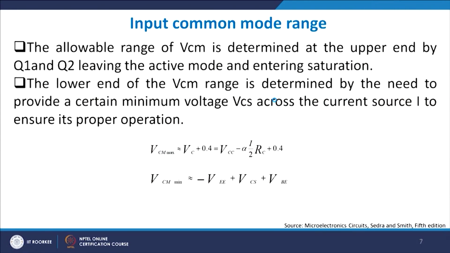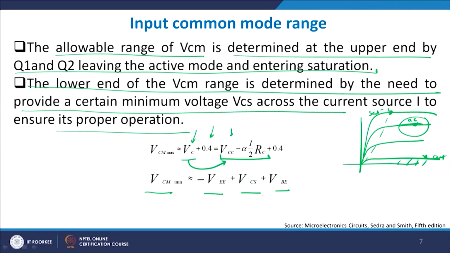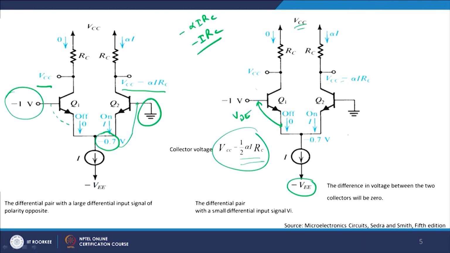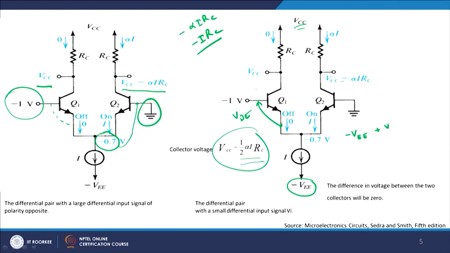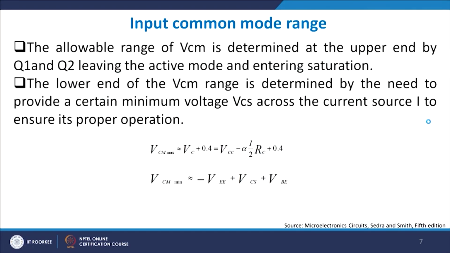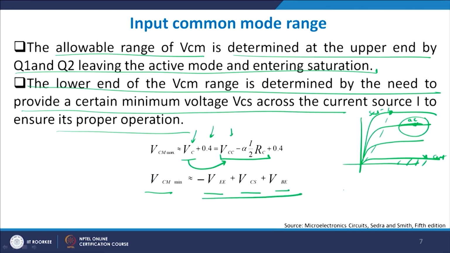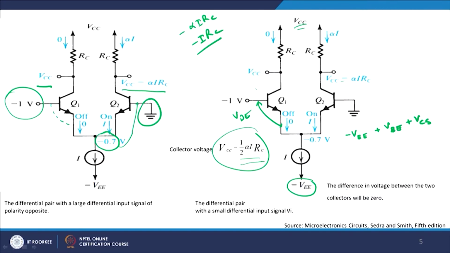So, what was written here? It was written as minus VEE, right. So, I will write it down: minus VEE plus VBE, right, plus VBE plus VCS, right. So, this minus VEE is, and I am saying this to be approximately the value of your VCE minimum value. Why?